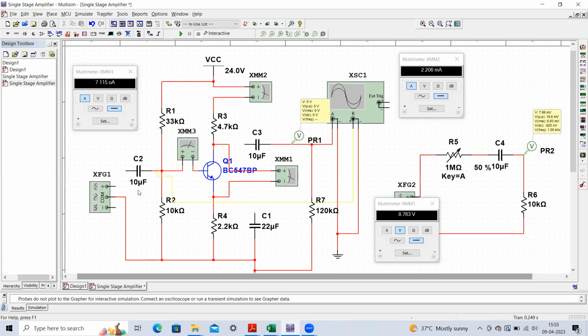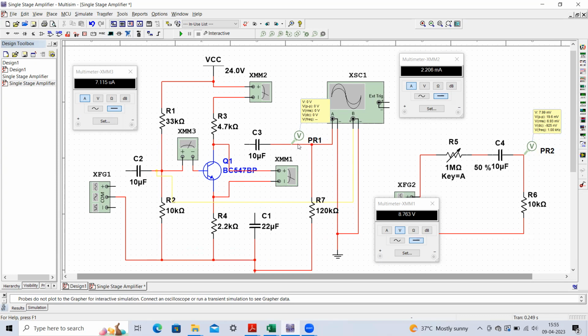I have taken this capacitance to be 10 microfarad. Another capacitance I have taken as 10 microfarad, and here I have taken 22 microfarads. I have connected one more load resistance. This load resistance you may or may not connect. If you don't want it, you can remove this resistance and directly measure the output at this point.